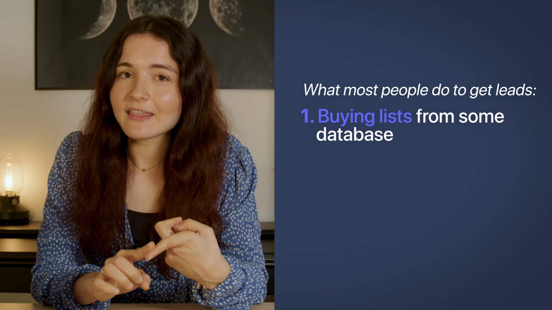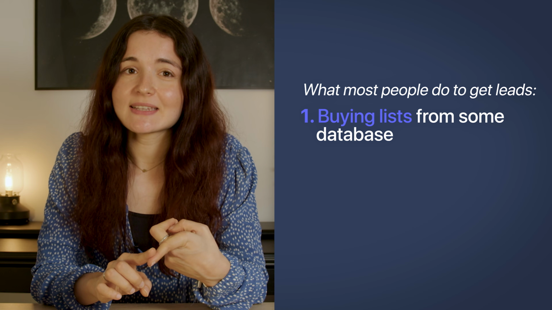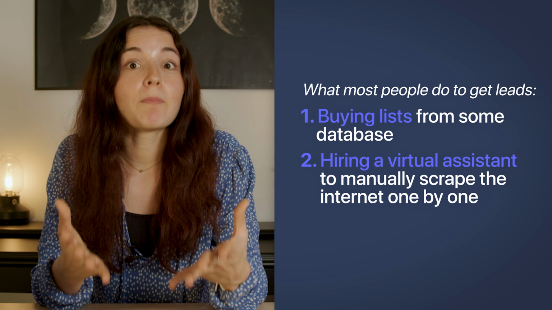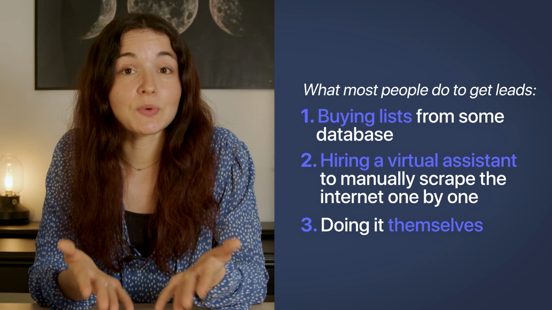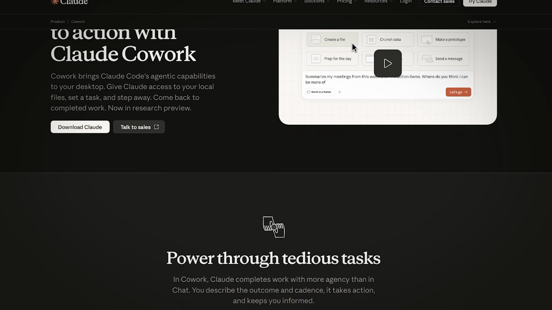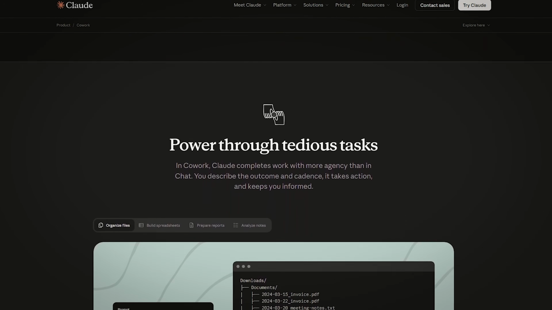What most people are still doing when they need leads is one of 3 things. They're either buying lists from some database, they're hiring a virtual assistant to manually scrape the internet one by one, or they're sitting there doing it themselves. And all of these are slow, expensive, or both. What I'm going to show you is how to use Cloud Cowork, which is basically an AI that does all of this for you faster and better.